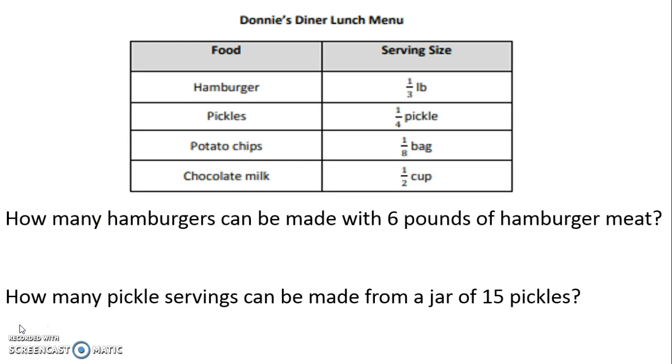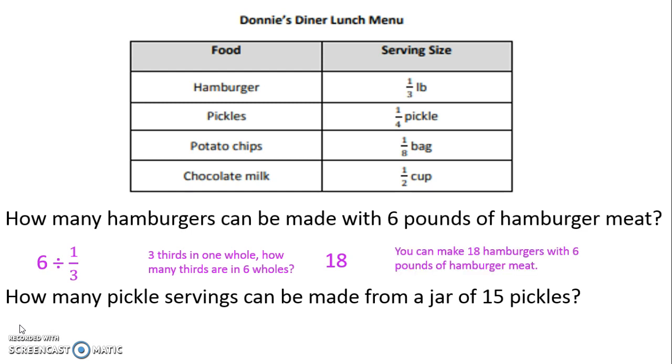All right, our last 2 questions. How many hamburgers can be made with 6 pounds of hamburger meat? So if I look at my table up here, I see that it takes 1/3 of a pound to make 1 hamburger. So if I take 6 pounds of hamburger and split them up into 1/3 size servings, I can think, okay, how many thirds are in one whole? There are 3. So then how many thirds are in 6 wholes? There would be 18. When we have word problems, we like to write our answers in complete sentences. So my answer would be, you can make 18 hamburgers with 6 pounds of hamburger meat.